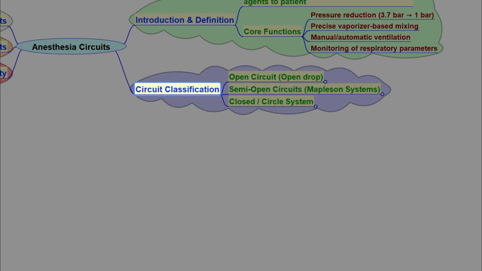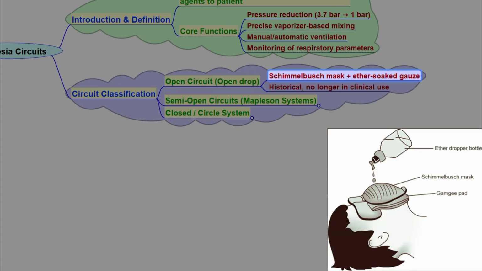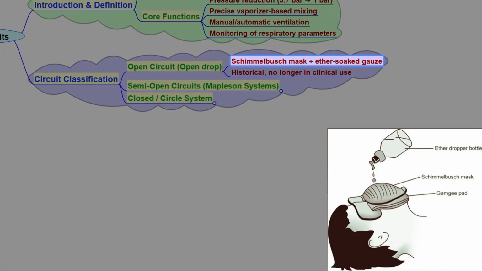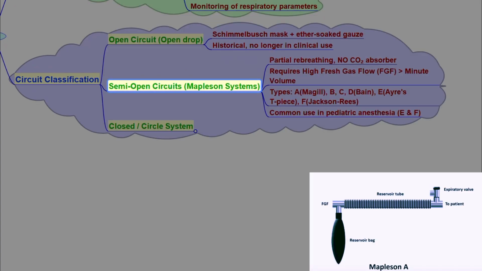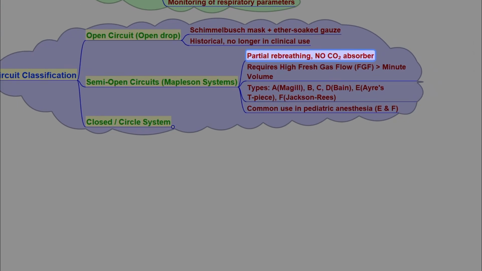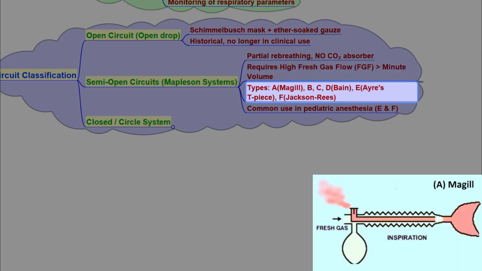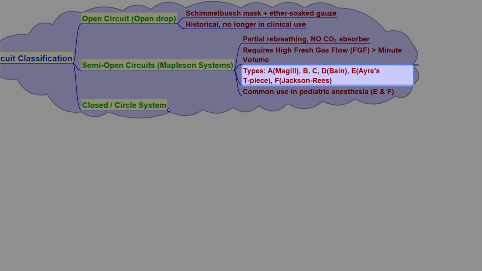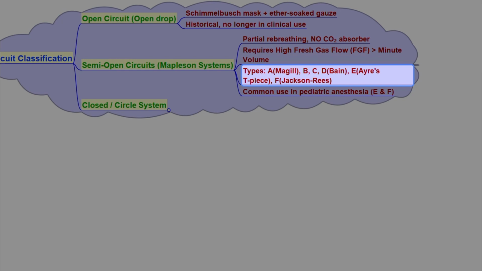First, open circuits. A historical technique like the open drop method, no longer used due to pollution and lack of control. The second one is semi-open Mapleson circuits. No absorber of CO2, requires high fresh gas flow. Types like the McGill for spontaneous breathing. McGill is the type A Mapleson, and the type D Mapleson, the Bain circuit, is used for mechanical ventilation.